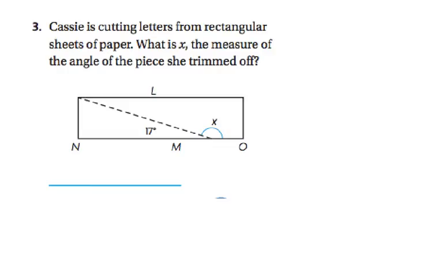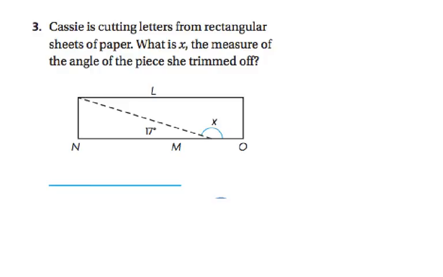Okay, problem number 3. Cassie is cutting letters from rectangular sheets of paper. What is X? The measure of the angle of the piece she trimmed off.